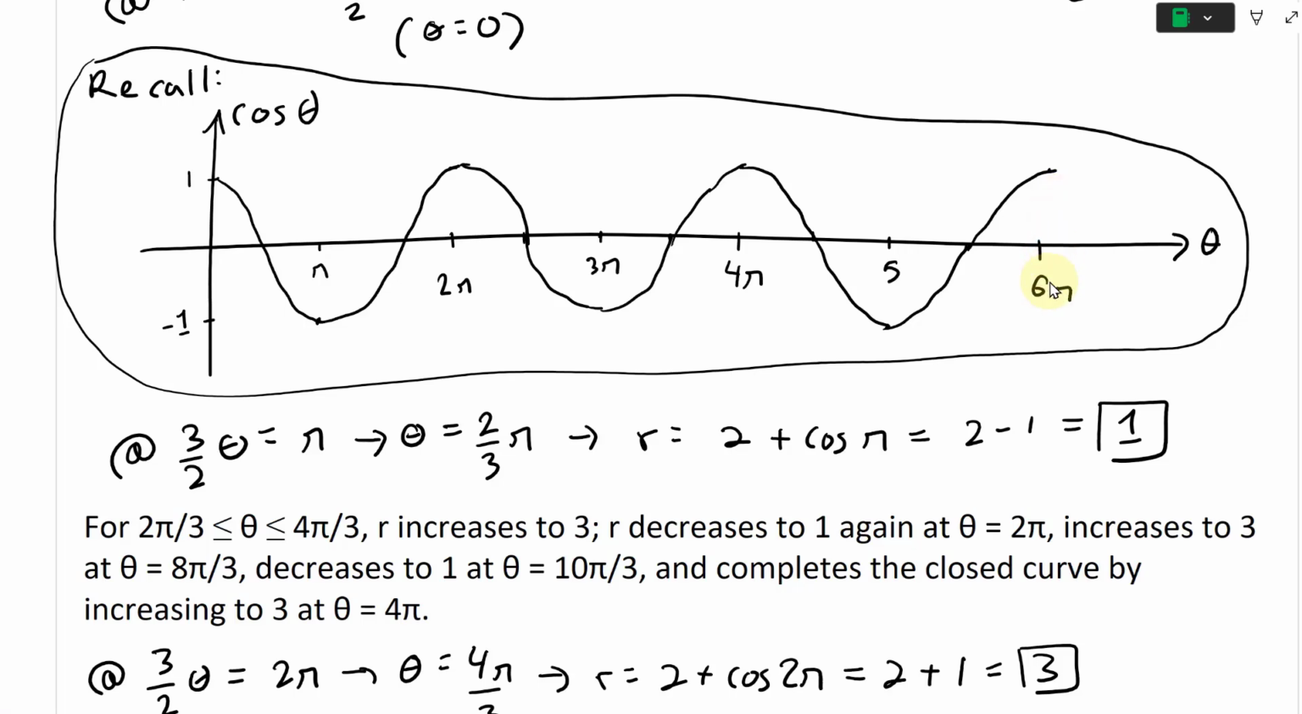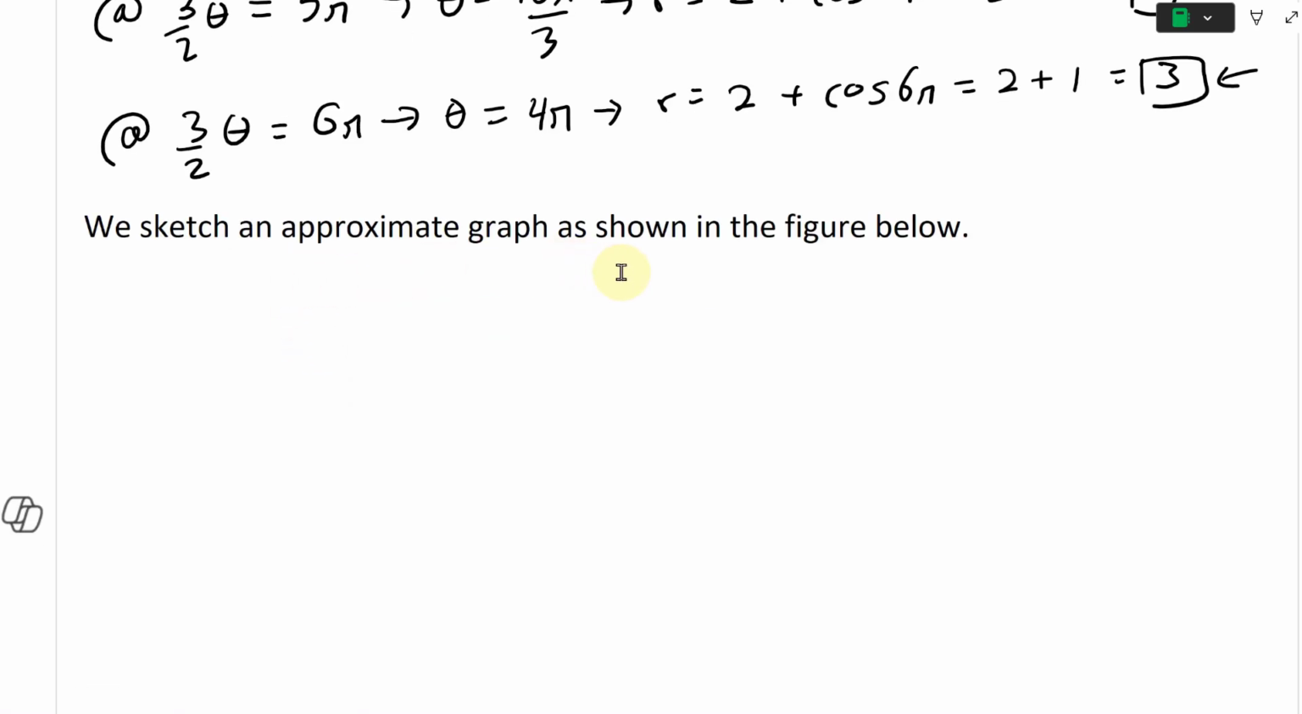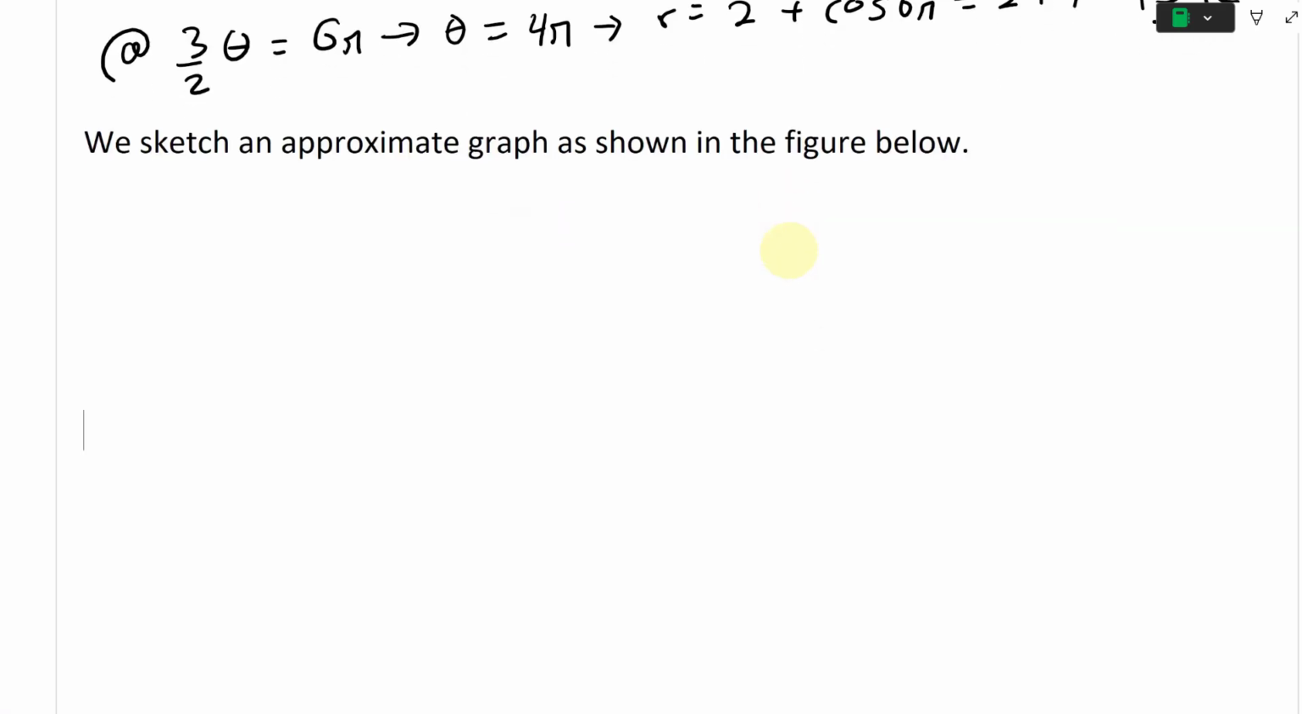Theta is equal to, well, 6 pi. So then there's a peak right there. All right, and now we can sketch an approximate graph as shown in the figure below. So we can draw this manually just to see what we can come up with.